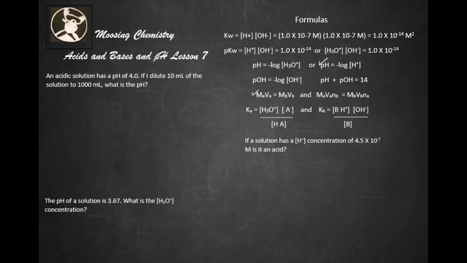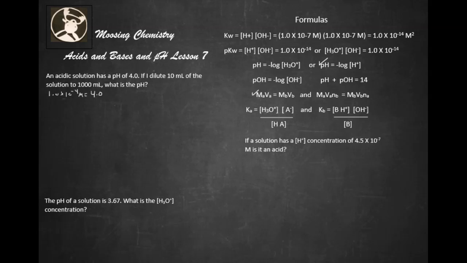And now let's go ahead and do this. An acidic solution has a pH of 4.0. If I dilute 10 milliliters of the solution to 1,000 milliliters, what is the pH? Okay, well, first of all, we have to look at a couple things here. We know that our pH of 4 is the same as 1.0 times 10 to the negative 4. So 1.0 times 10 to the negative 4 M is a pH of 4.0.